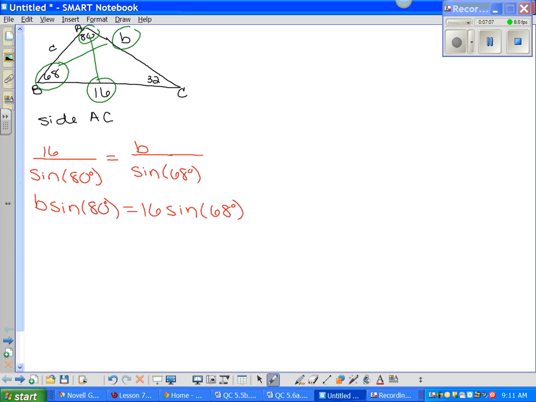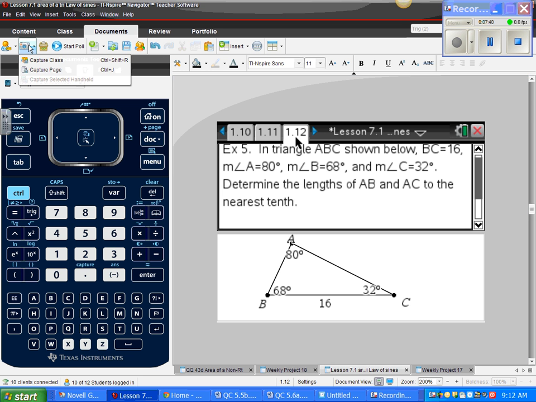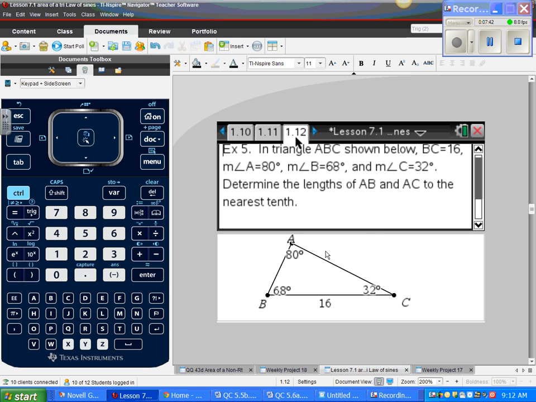Good. What are we solving for again? B. So what do I need to move? Divide. So I'm going to divide both sides by sine of 80. Now what are you going to do? Yeah, okay, now we're going to use our calculator. Please insert calculator page. Do not use Scratchpad. Okay, so insert calculator page and see what you get. And everybody should be doing it.